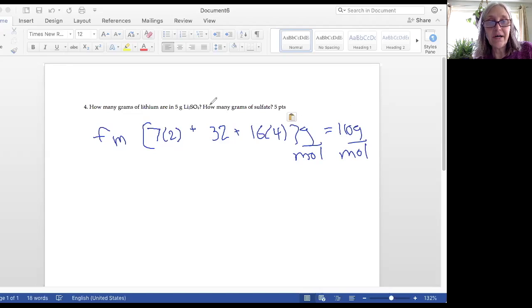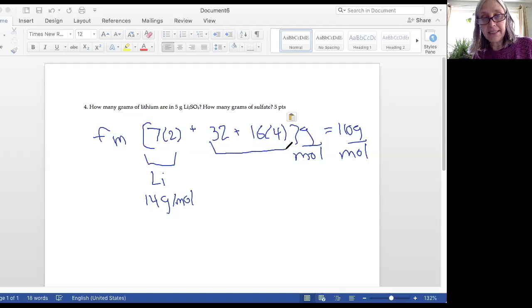Now we have to figure out the percentage of that mass that's due to lithium and the percentage that's due to sulfate. So lithium is this part. That's Li, and 7 times 2 is 14 grams per mole. So that is the molar mass of this part of the compound. And then sulfate is this part.